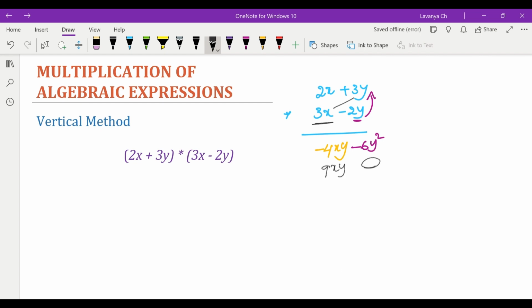We will leave this term and then we have to write 9xy. This is the same as the way we do multiplication for whole numbers. We will leave the last one, so that we have to leave and write the 9xy. After that we have to multiply 3x with 2x, that is 6x square. 6x square, we will write it down as it is. We have to add these two things because they are like terms, xy and xy. 9 minus 4 is 5. So 5xy, and the rest will come as it is, minus 6y square. This is how we perform the multiplication in the vertical method.